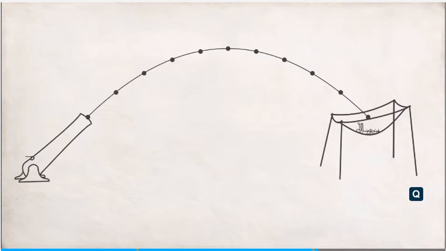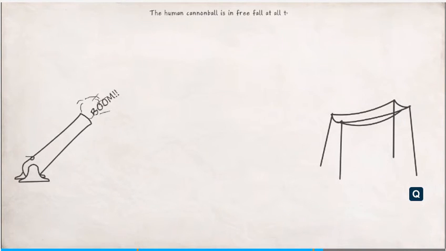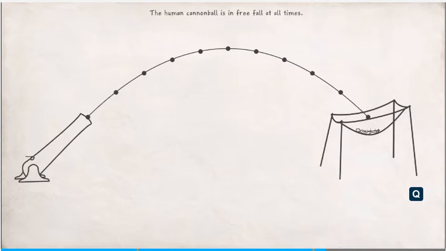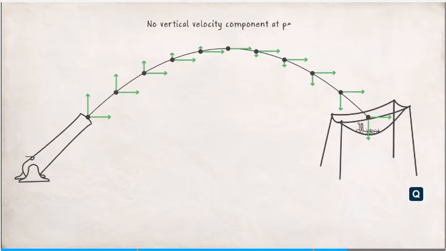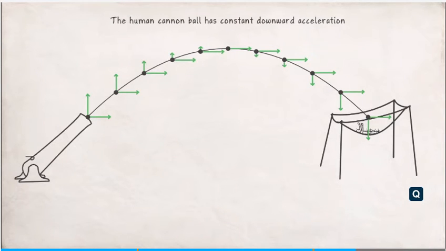The human cannonball is in free fall immediately after the cannon fires. In fact, the human cannonball is in free fall at all times during flight. Free fall also explains why the human cannonball reaches a peak height and then falls back to Earth. Let's watch the stunt again, this time looking at the horizontal and vertical components of the velocity vector. Note that the vertical velocity component decreases on the way up, is zero at peak height, and becomes increasingly negative on the way down. The constantly changing vertical velocity component is due to the constant downward acceleration of free fall.